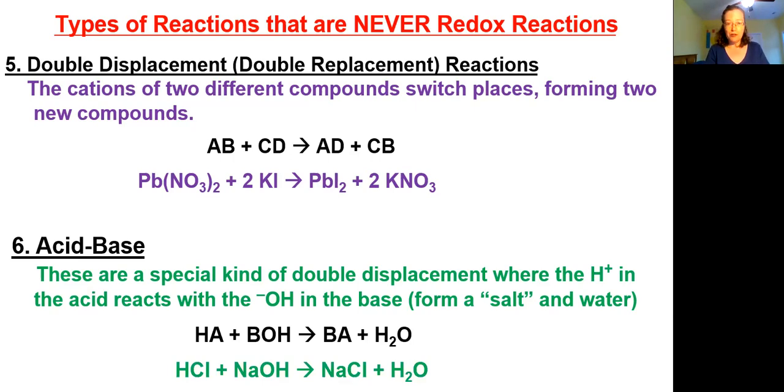But I want you to be careful. Acid-base reactions are a special kind of double displacement. Do you see how I'm not ending up with 2 ionic compounds on the right, like I did up here? Instead, with an acid-base reaction, you'll always form water. So we're going to keep an eye out for when we form water after we start with these 2 compounds on the left.